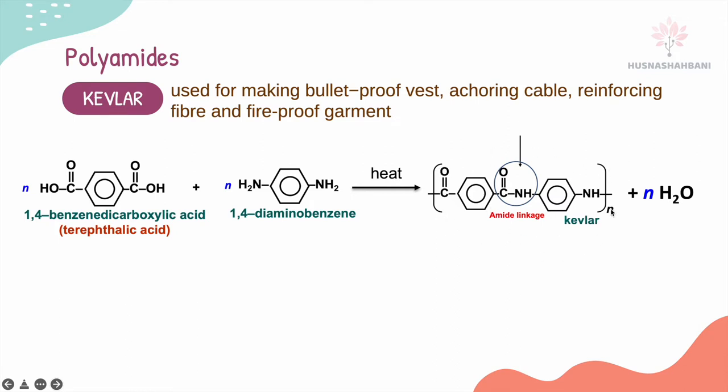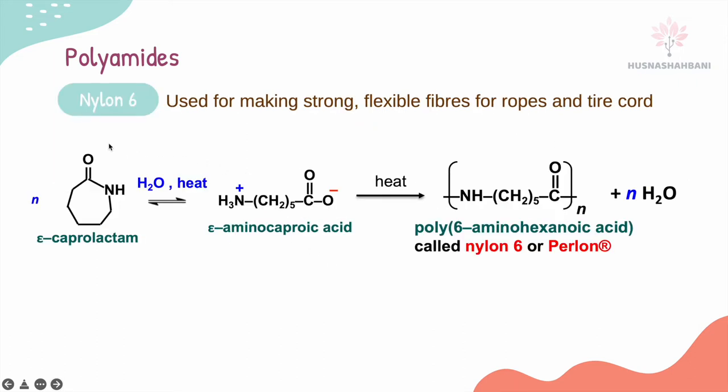So this is Kevlar polymer, elimination of H2O. Just remove OH in the carboxylic acid, remove one hydrogen in the amino group. Another type of polyamide is nylon 6. Nylon 6 is used for making strong, flexible fibers for ropes and tire cord.